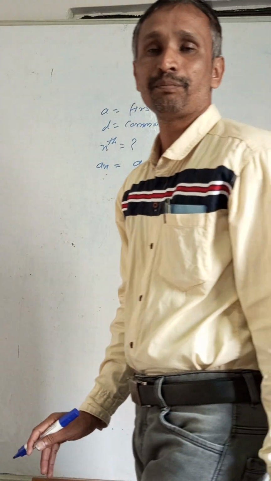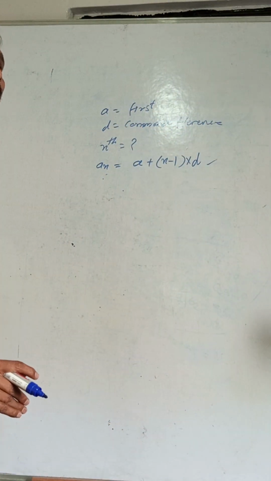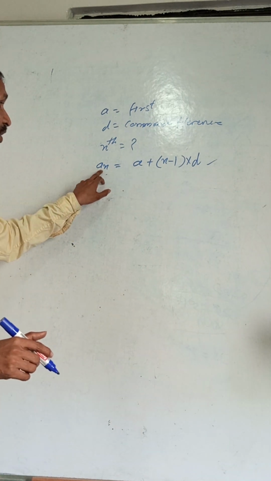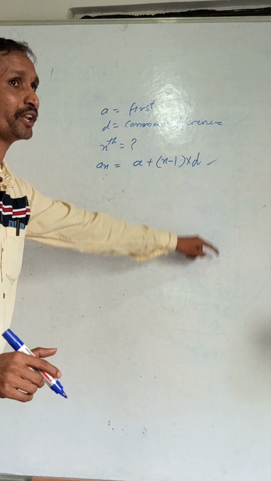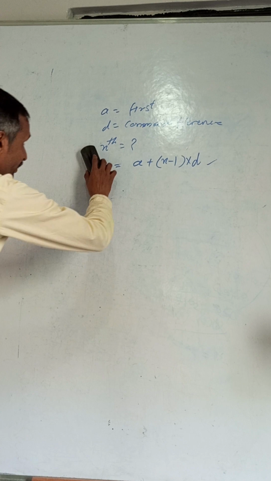If a is the first term and d is the common difference, then what is the nth term of an AP? AP means arithmetic progression. So an is equal to a plus (n minus 1) into d. Next we are going to take the next question.